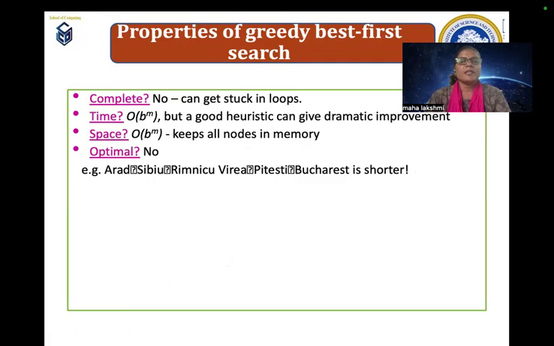These are the properties of the greedy best first search algorithm, the parameter analysis. Completeness: it is not complete, as we have seen in the last slide, it can get stuck in loops. The time complexity is O of b to the power m, but a good heuristic can give a dramatic improvement. Space complexity is also O of b to the power m, as it keeps all nodes in memory. Is it optimal? No, because if it is not even complete, then it cannot be optimal either.